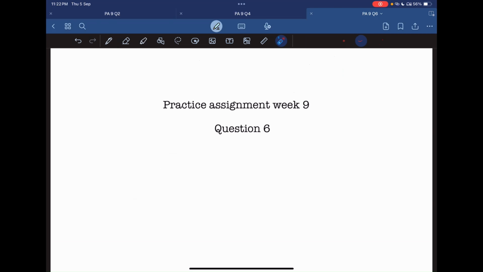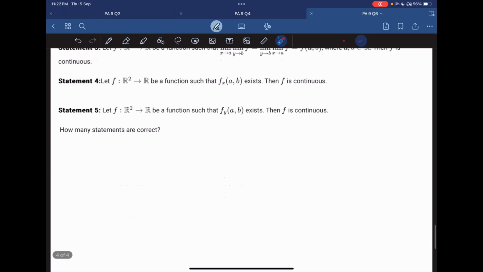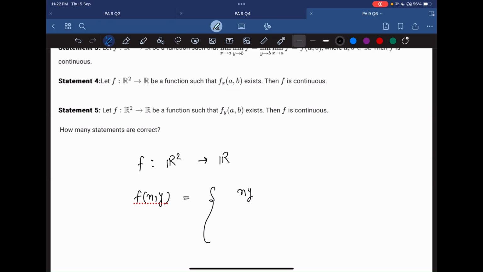So let's now solve practice assignment week 9 question number 6. Consider the following statements. We have been given a bunch of statements here. Now, to contradict all the statements here, we will consider one function from R squared to R, defined as xy divided by x square plus y square when (x, y) is not equal to (0, 0), and 0 when (x, y) is equal to (0, 0).